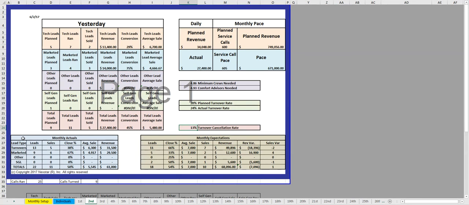Then this gives the monthly totals. Here's what we've done. Here's where we should be. So we should be at 68,000. We're currently at 61,000. We're $7,000 behind, but we're actually 1 sell up. So 1 sell up, so that tells you if we're behind, our average ticket's low. So again, this is everything that you're going to need to track to keep up with it.